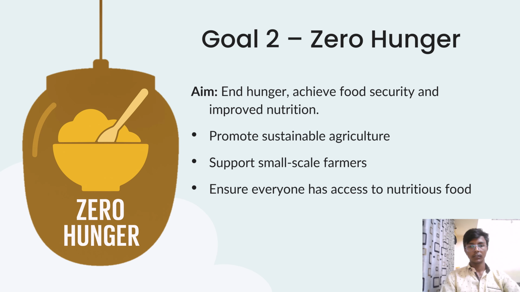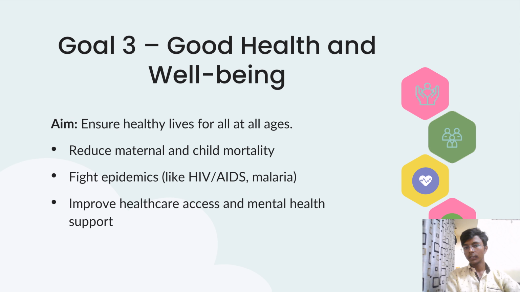Okay, next, goal 3. Goal 3 is about good health and well-being. What is good health and well-being? It means you should ensure healthy lives for all at all ages. You should make that happen, and reduce maternal and child mortality. Yeah, this is the main thing, guys.